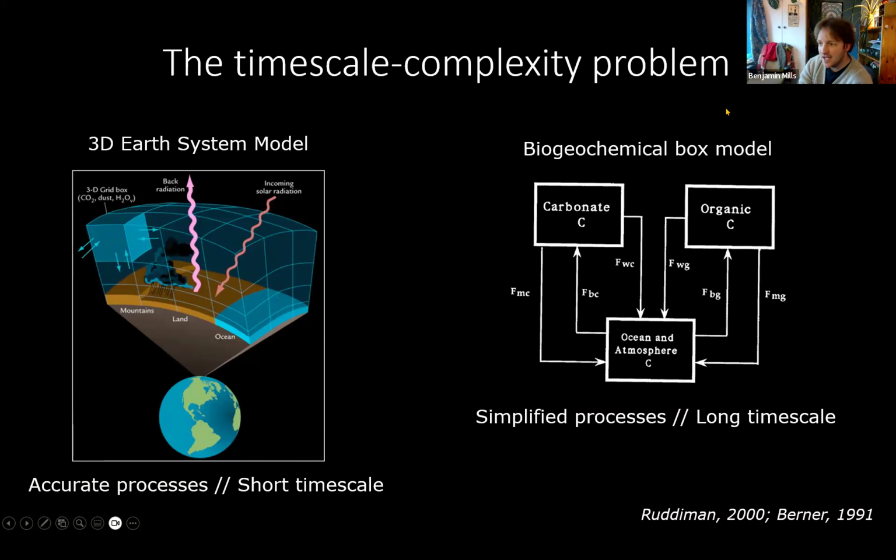However, there's a limit to how complex we can make our models due to our computational demands. This is something I'm just calling the timescale complexity problem. It encapsulates the idea that we can have a 3D Earth system model with lots of really accurate processes in it. We've got energy balance, moisture balance, atmospheres, 3D physical climate, and 3D biogeochemistry. We can have all sorts of lovely stuff, so we can have accurate processes. But if we have accurate processes, we end up running the model for short timescales.